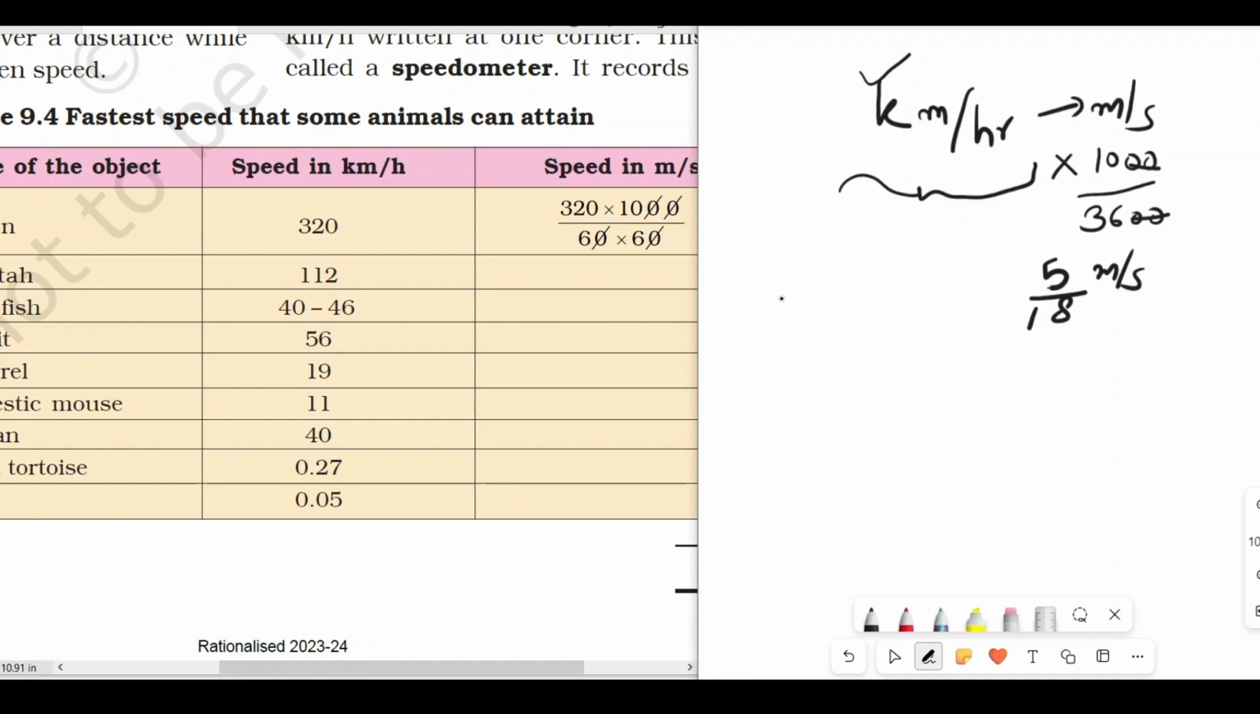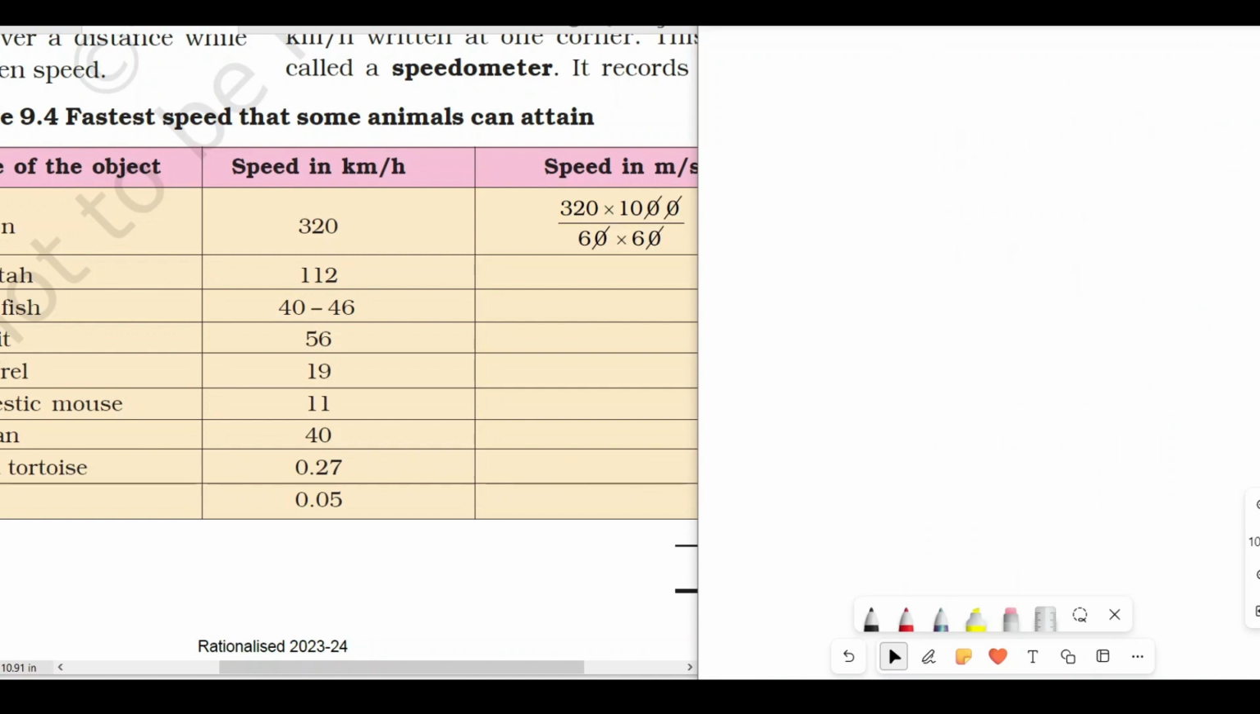So if you're given, let's say, 18 kilometers per hour, how would you get it into meters per second? You will just multiply it by 5 upon 18, which is 5 meters per second. Conversely, if you are ever given something in meters per second, how would you convert it into kilometers per hour?